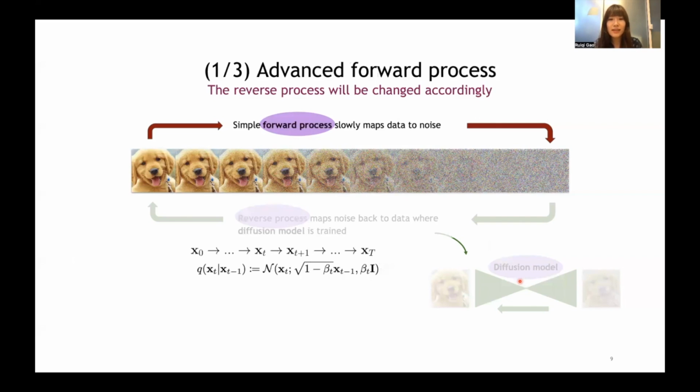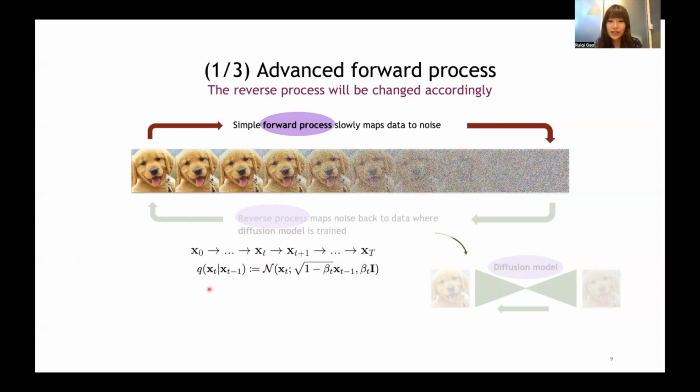So first, let's take a look at some advanced forward process. So recall that the original forward process defines a Markov process where we start from this x0, it is the clean sample, and we gradually add noise until it goes to this x big T corresponding to white noise signal.